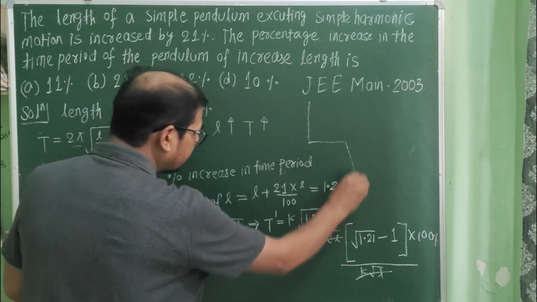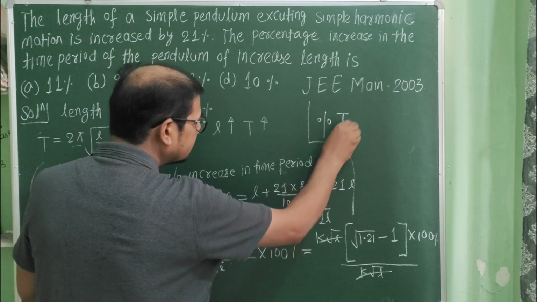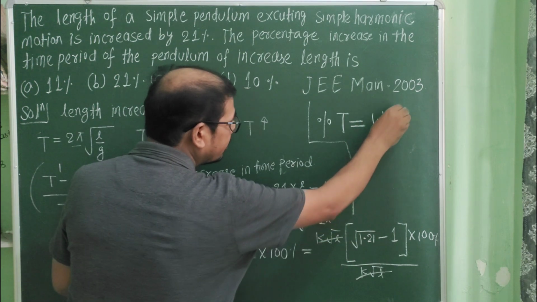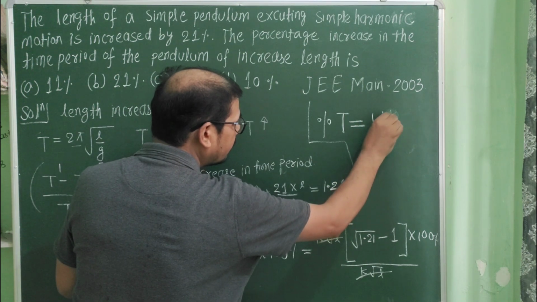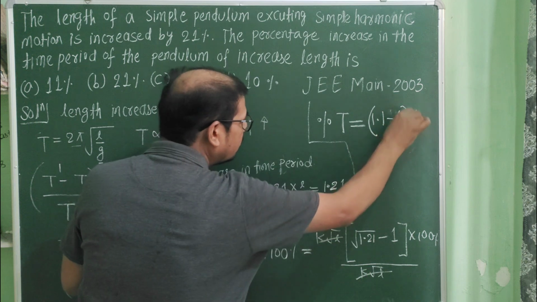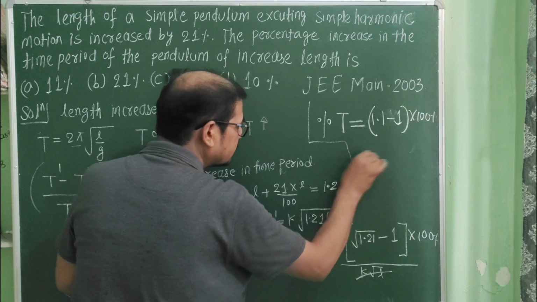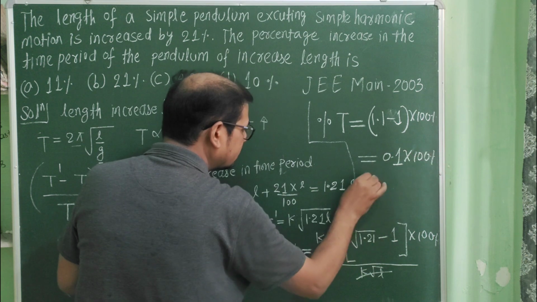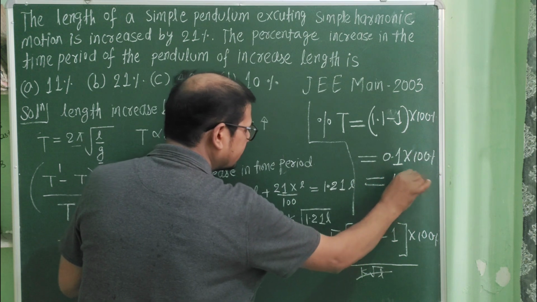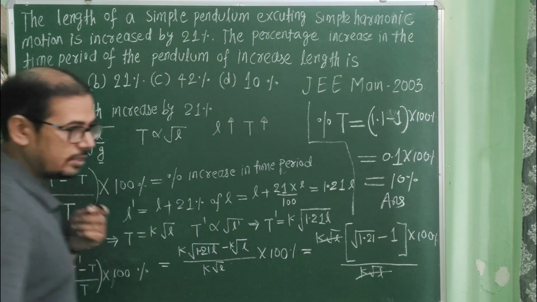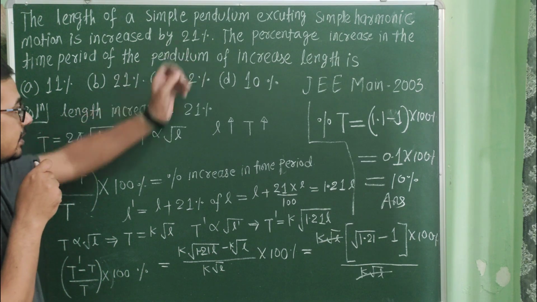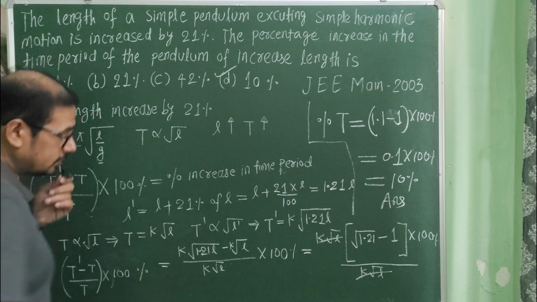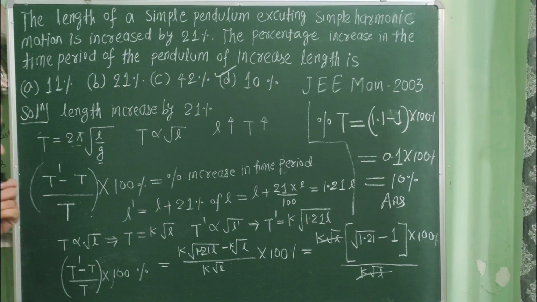So now the percentage change in T is equal to root 1.1 into 1.1, minus 1, into 100%. So 0.1 into 100%, so 10%. If the length increases by 21%, then the time period increases by 10%. This is the answer. Important question. Many students asked this question in the classroom.